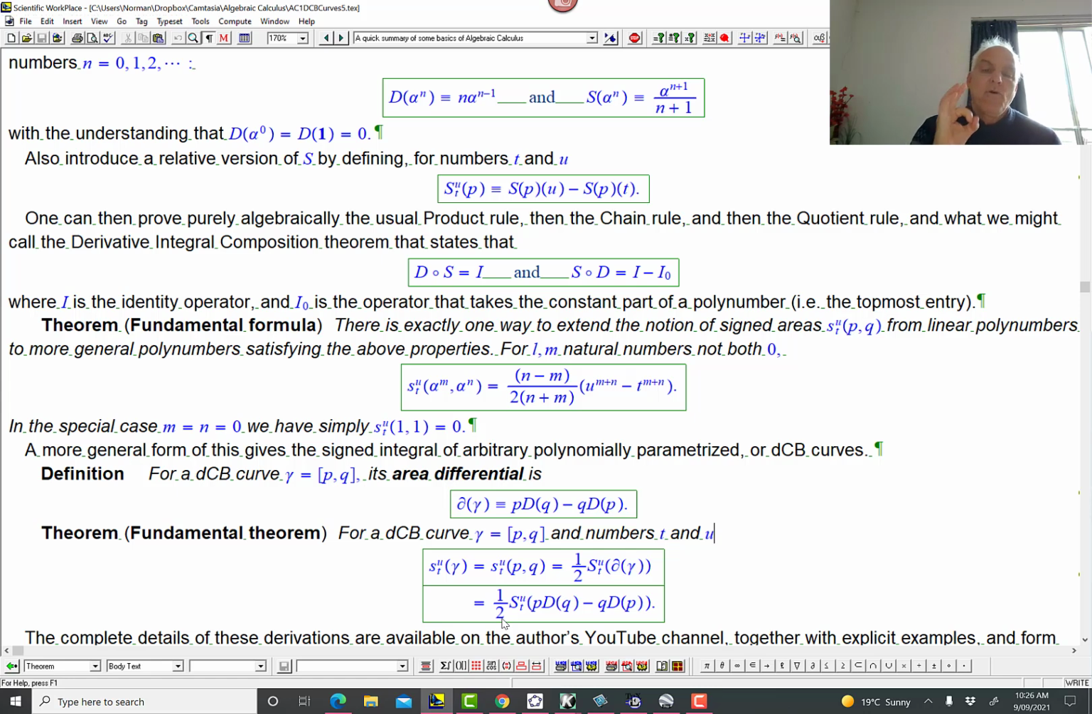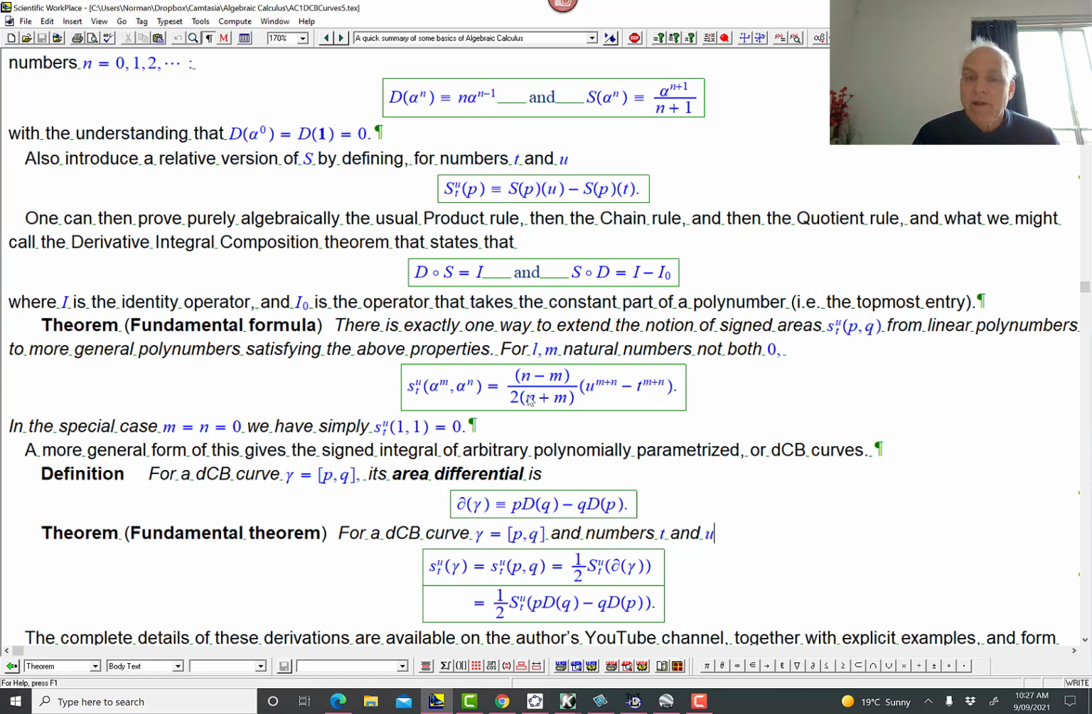So the fundamental formula is the following somewhat remarkable thing, I think: there's exactly one way to extend the notion of signed areas, S sub t to u of p, q, from linear polynumbers to more general polynumbers, satisfying the above 5 properties. So if we're looking for an extension of this linear signed area notion to the general story with polynumbers, and we want those 5 properties to be satisfied, then there's only one way of doing it. And there is one way of doing it.